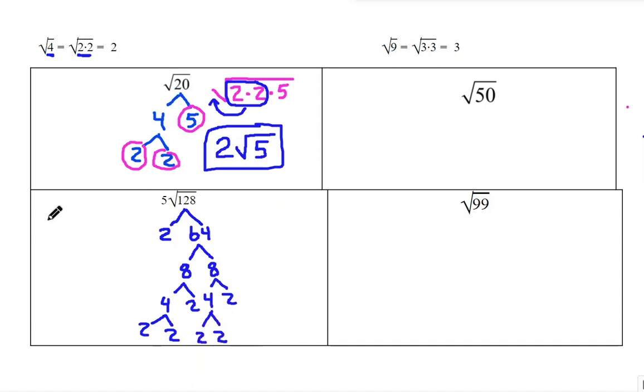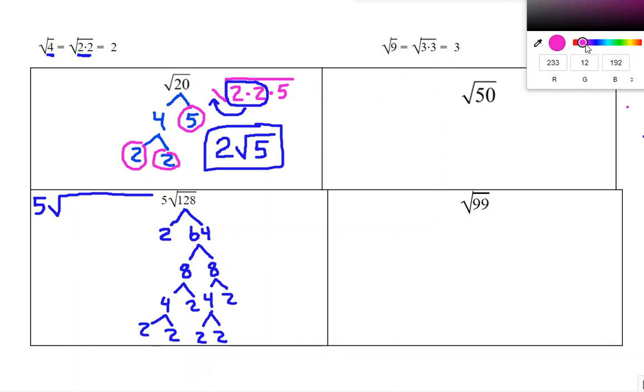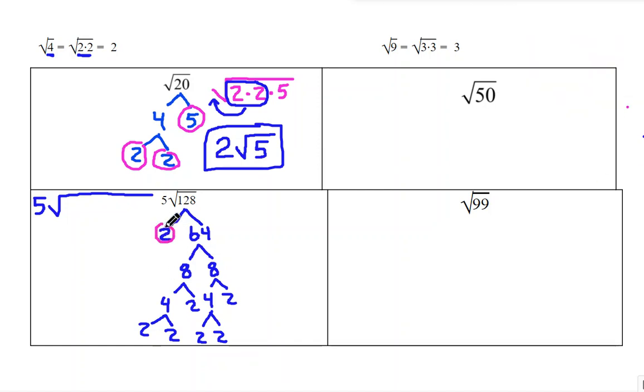So now I want to rewrite this with everything underneath. I have this 5 in front, so I don't want to forget about that. I'm going to put the 5 in front, then put my radical, and then I'm going to write all my prime numbers underneath that radical. What are my prime numbers? Well, I have 2, 2, 2, 2, 2, 2, 2. How many 2s is that? 1, 2, 3, 4, 5, 6, 7 2s. So I have 2 times 2 times 2 times 2, 5 times 2, 6 times 2, 7 times 2. That's a lot of 2s.